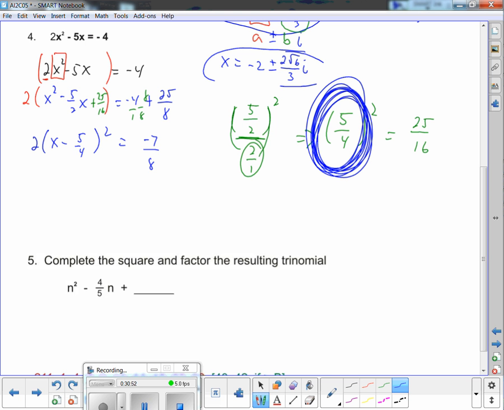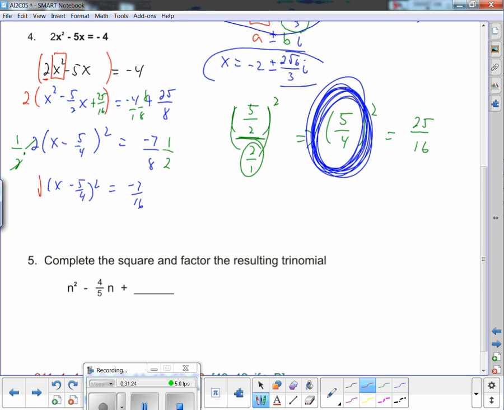Move the 2. How do I move the 2? I already have a fraction. You can do the same thing again, or you can go way back in the beginning and multiply by the reciprocal and clearly see that that 2's in the bottom, right? So where are we at? X minus 5 fourths, quantity squared, equals negative 7/16.